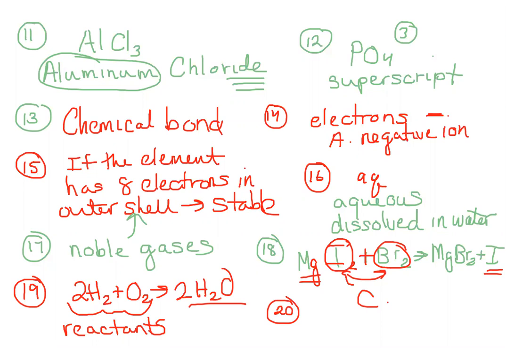And number 20, balance the following chemical equation. H2 plus Cl2 yields HCl. So we got to look at this. There are 2 hydrogen, 2 chlorine, but over here on this side, we only have 1 hydrogen and 1 chlorine. So we can put a 2 in front of it right there. And now everything is balanced.